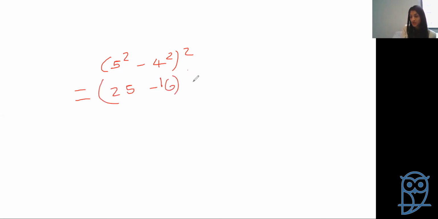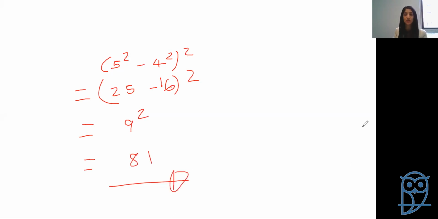So if we have to calculate 5 to the power 2 minus 4 to the power 2, all to the power 2, once again, we're going to go straight into the brackets. We say 5 times 5 is 25 minus 4 times 4 is 16, close brackets. That 25 minus 16 is equal to 9. 9 to the power 2 is equal to 81. And that's how you solve that.